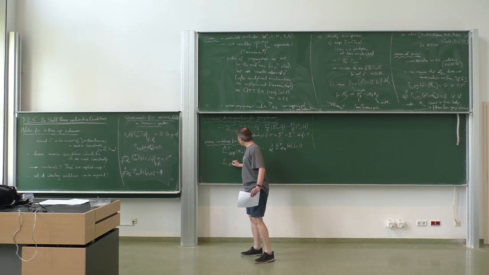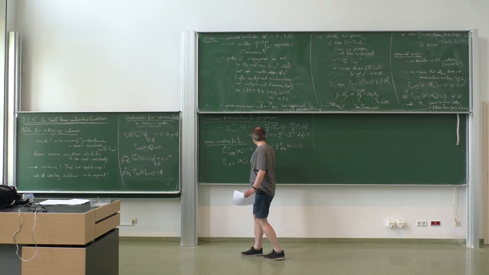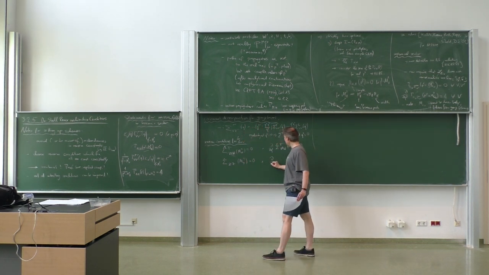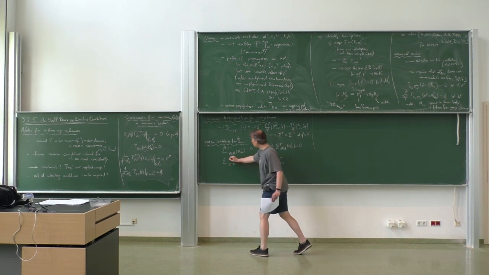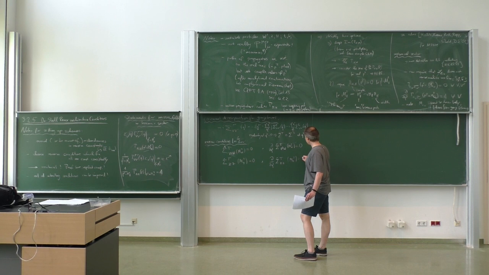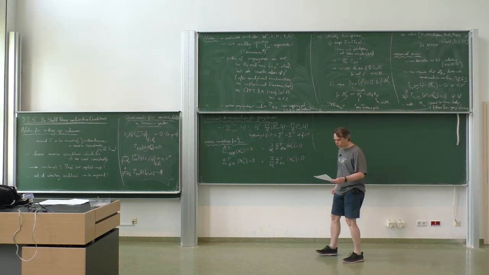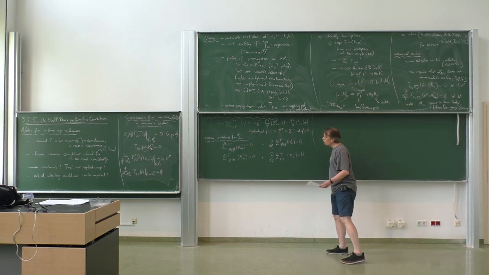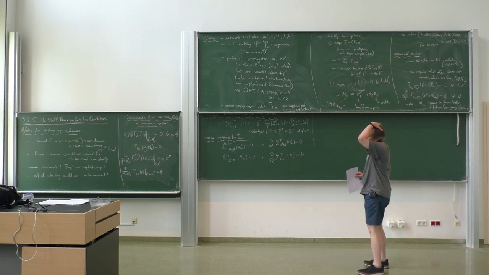Sigma hat ZZ at M_Z² equals zero, and the derivative d by dq² of sigma hat ZZ transverse at M_Z² equals zero as well.